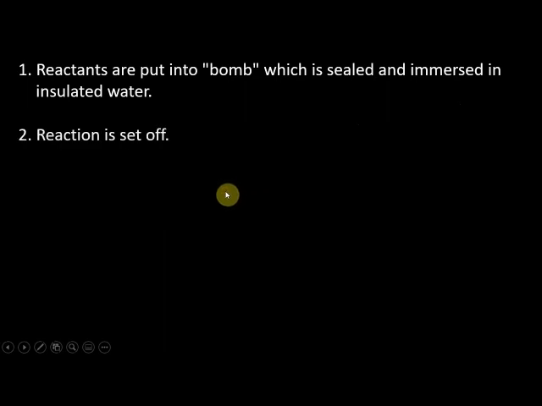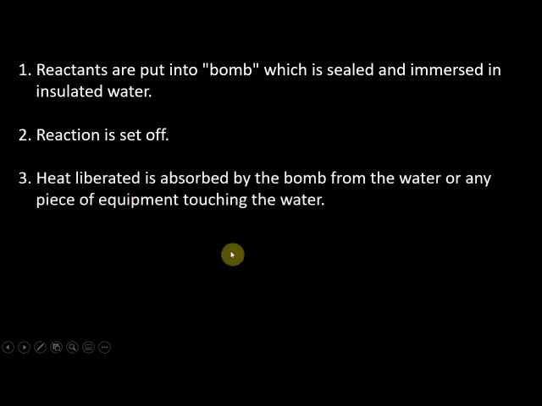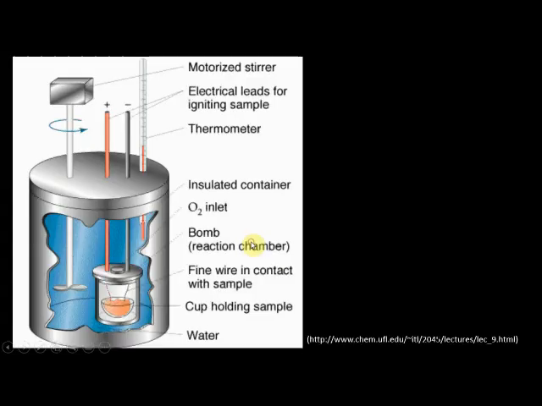Basically, we take those reactants, then put them into the bomb part of the calorimeter, the reaction vessel, and then it's sealed up, and the reaction is set off. Any heat liberated or absorbed by the bomb from the water, the temperature change is then measured, and there you go. This is kind of what they may look like.